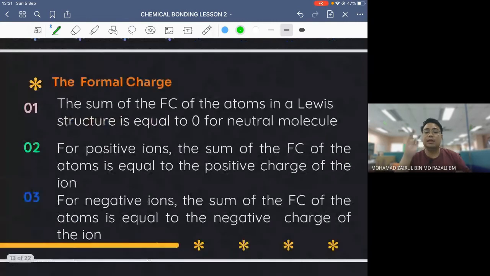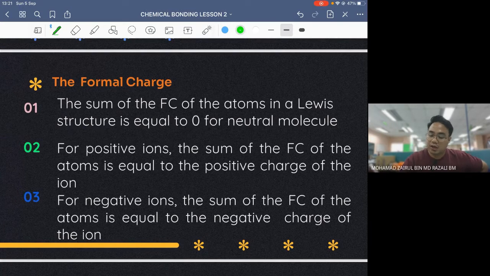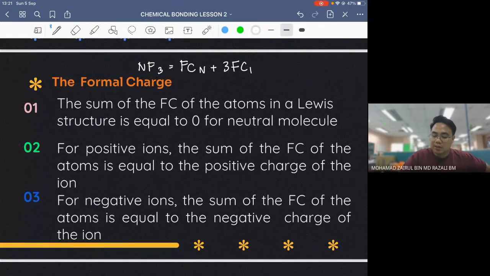Okay, so basically the sum of the formal charges of the atoms is equal to 0 for a neutral molecule. For example, a neutral molecule that we drew earlier is NF3. So if we calculate the formal charge of nitrogen plus 3 times the formal charge of fluorine, it must equal 0, because NF3 is a neutral molecule.